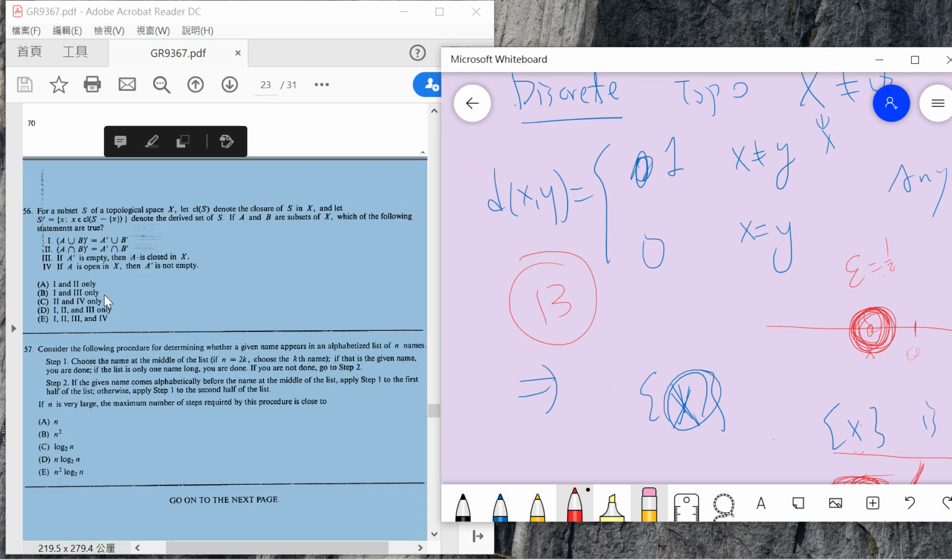This is the second difficult problem in this test, and then we will see another strange topology problem in maybe number 60 or something. I think these two are very difficult. If you give me 3 minutes, then I cannot tell you which one is correct.